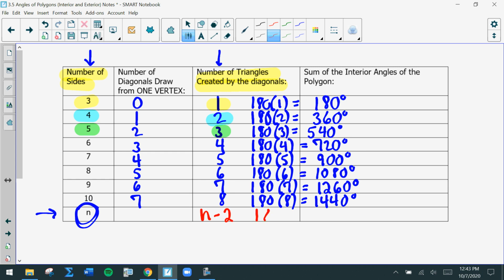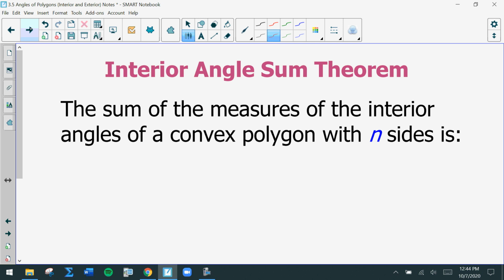And then to find the measure of the angles, we have to follow this formula. 180 times n minus 2. So this is a theorem, the interior angle sum theorem. So the sum of the measures of the interior angles of a convex polygon with n sides is 180 times n minus 2, right? And that's going to give us a degree measure.